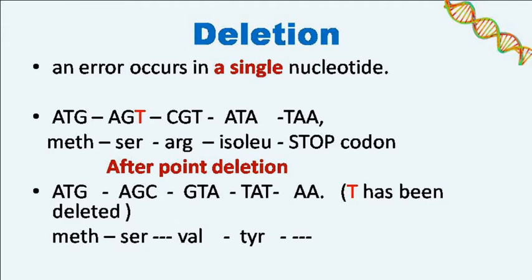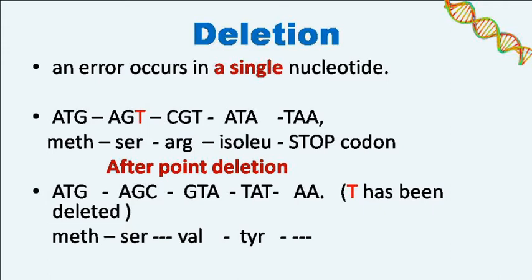Whenever an error occurs in a single nucleotide and it gets deleted, it is called a deletion type of mutation. In this diagram, the codons are initially ATG, which codes for methionine, AGT for serine, CGT for arginine, ATA for isoleucine, and TAA is a stop codon. After point deletion, the T in the codon AGT is deleted.